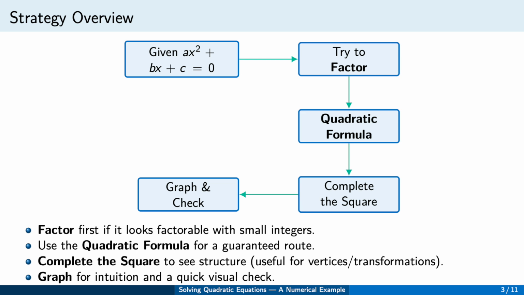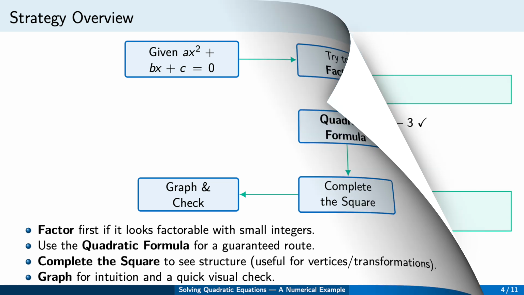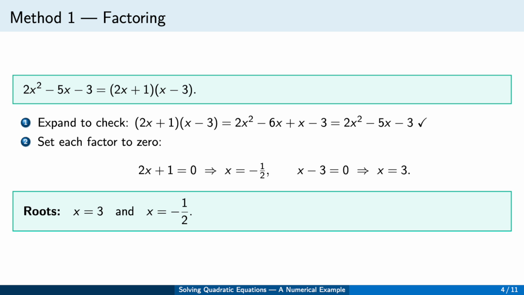Strategy time. The factor, if that's awkward, the quadratic formula always works. Completing the square reveals structure, and a quick graph is our final sense check. You can pause to think here and choose your favourite root. Next slide. Factoring first, test whether 2x squared minus 5x minus 3 splits neatly.